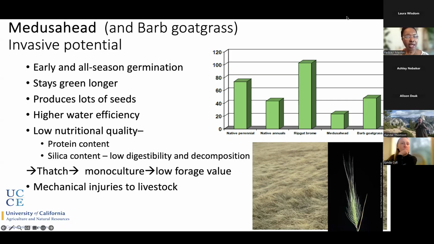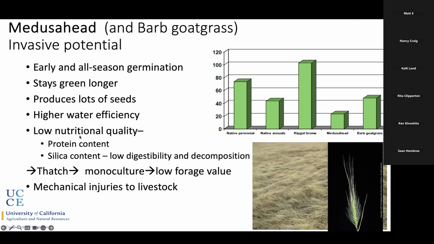And then they have higher water efficiency. They can survive on a very limited amount of water. This graph over here on my right, hopefully it's on your right too, you can see that medusahead really requires the least amount of water for it to survive or to thrive. And then the other thing is that they have low nutritional quality.